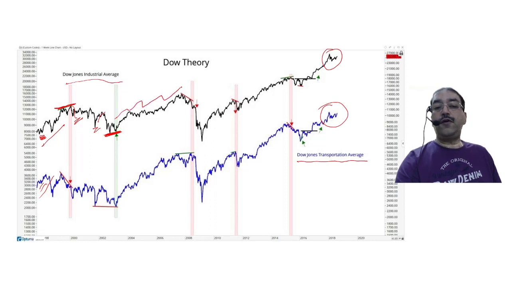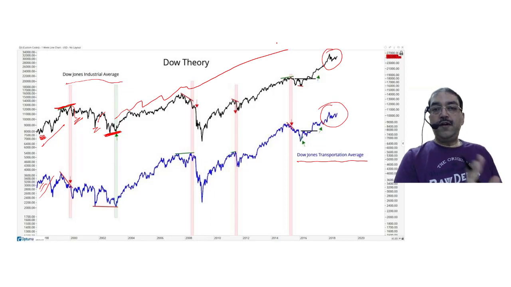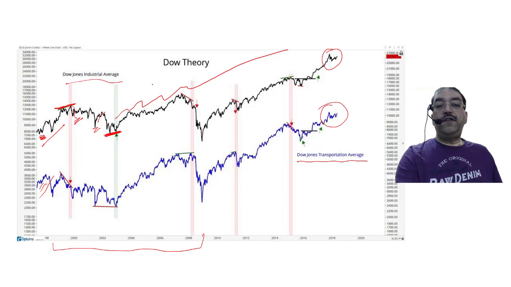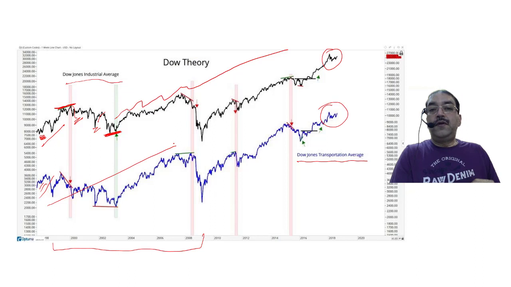Because the overall trend is what? The overall trend is to increase. So over a period of 3 to 4 years, let us say this particular period, I'm taking from here to here, these 5 years, what do you find? It is an upward trend. Here also, what do you find? It is an upward trend.